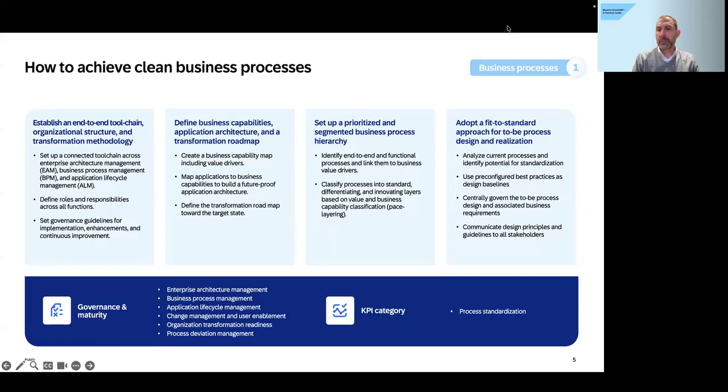Using pre-configured best practice as a design baseline. So use SAP standard as it's being delivered, both from a reference content and also from a configuration content. Centrally govern the to-be process design and the business process requirements. So having a business process design and having these requirements is essential in order to drive decisions.